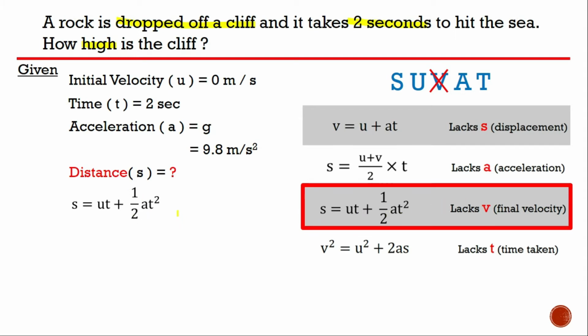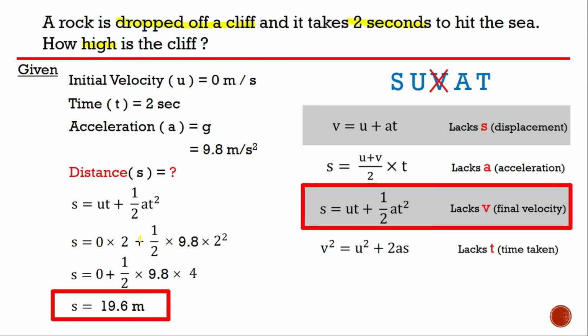By applying these values in the formula, we'll have s equals u is 0, t is 2 seconds, plus 1 upon 2, a is 9.8 and t again is 2 square. Now anything multiplied by 0 is 0. So this will be 0 plus 1 upon 2 into 9.8 multiplied by 2 square, which is 4. And this will give us the distance to be 19.6 meter.